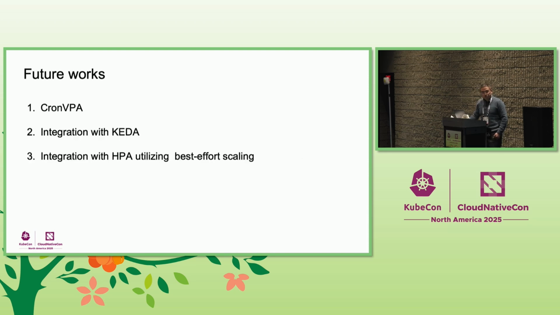Here are some future works we plan. First, we try to implement a cron VPA, which will scale the resources up and down using cron tables. Also, we try to integrate this advanced vertical autoscaling with Kubernetes Event-driven Autoscaling. The third is we'll try to integrate with HPA, utilizing best-effort scaling, which is the case we started with in the promotions.